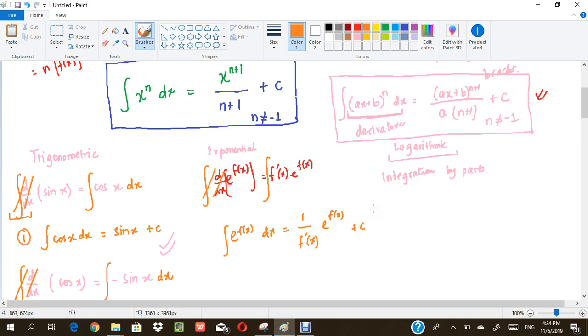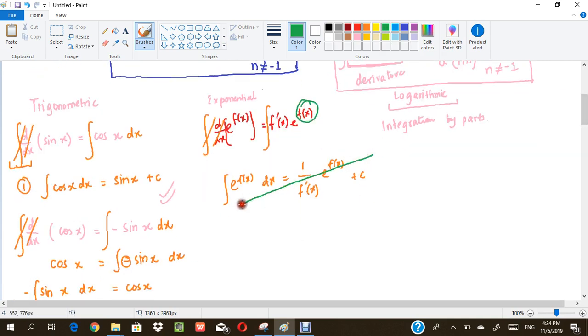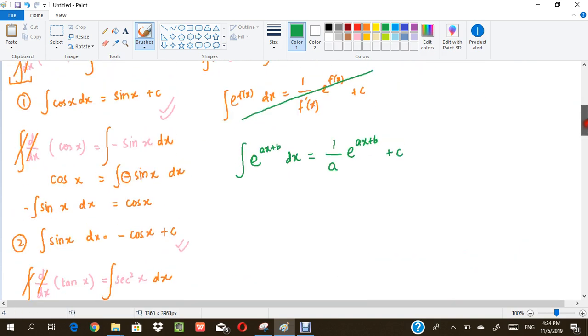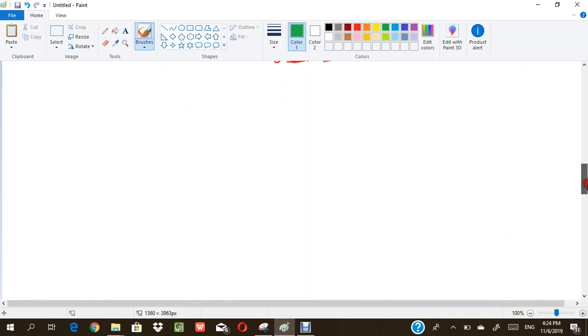Now here's another limitation. The power must be linear, right? So we'll be more specific here. That is, if we have e to the power (ax + b) dx, its integral would be the function itself divided by the derivative of the power, right? So that's it, right? So that's all for this video. We'll just make a summary of all the formulae that we have learned so far.